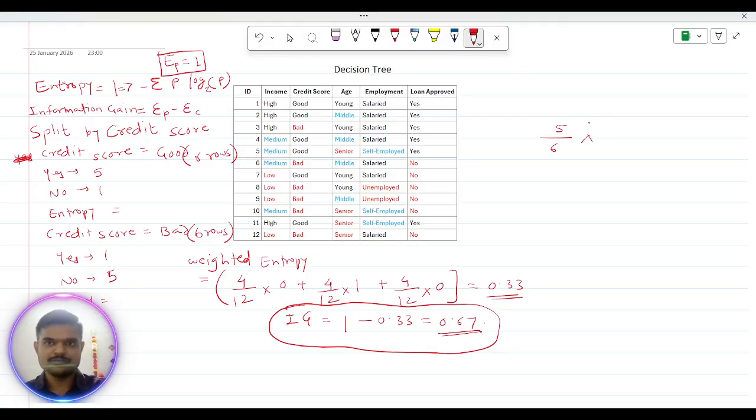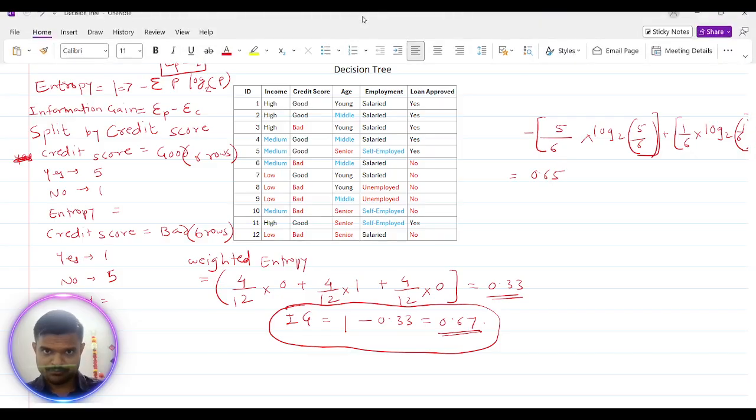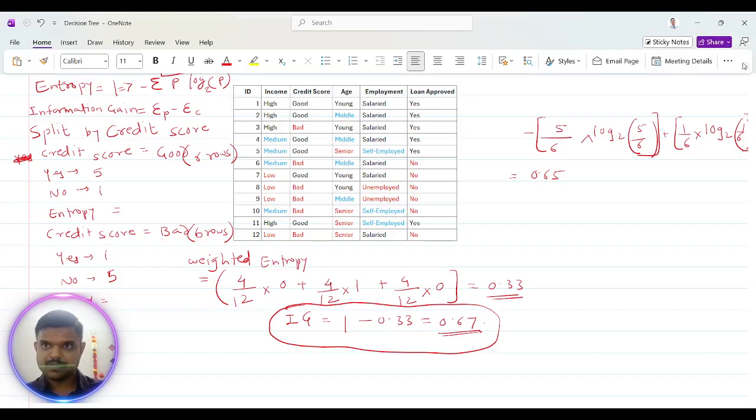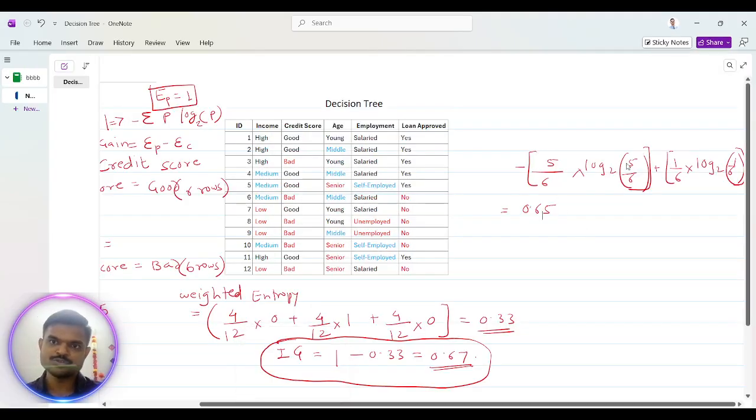So 5 by 6 is the probability, multiplied by log to the base 2 of the probability, again 5 by 6. Now this is for yes, and here is the minus sign plus the probability of no, which is 1 by 6 multiplied by log to the base 2 of 1 by 6, bracket complete. So it is equal to 0.65. I will show you how. If you go to Google Chrome, 5 by 6 log to the base 2 of 5 by 6.